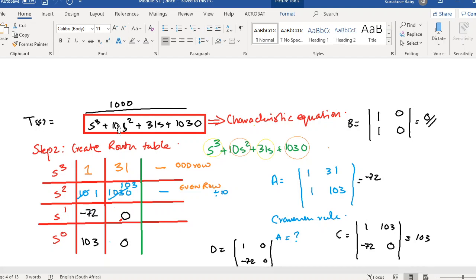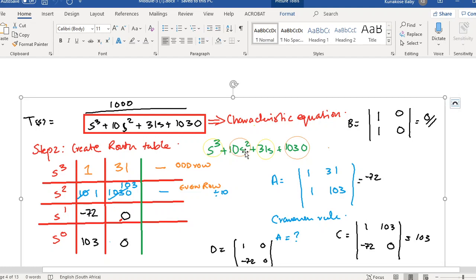And once you have identified the characteristic equation, we go to step 2, which is to create the Routh table. So we identify the terms that define this characteristic equation. It's s cubed, s squared, s, and s raised to 0. So we write those vertically: s cubed, s squared, s raised to 1, and s raised to 0.